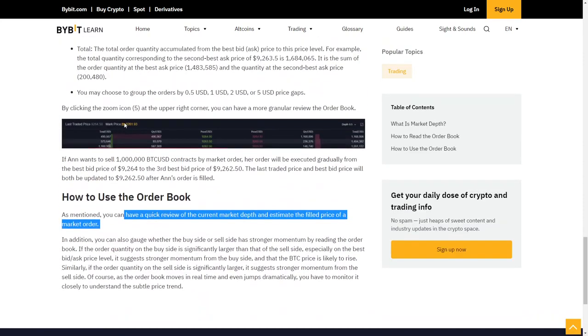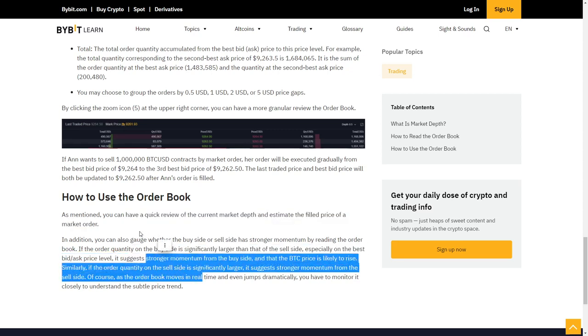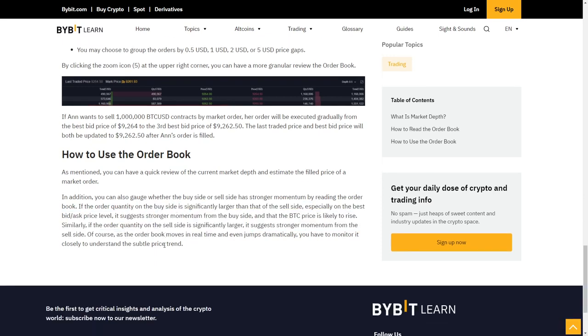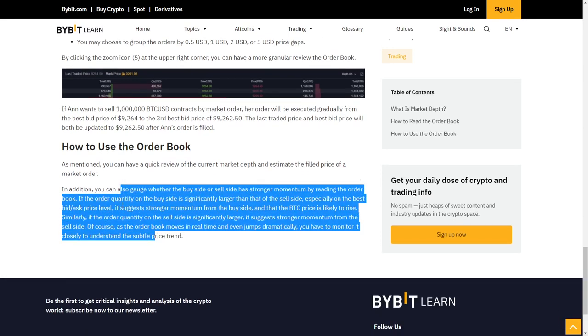Now, if Anne wants to sell 1 million Bitcoin USD contracts by market order, her order will be executed gradually from the best bid price. So it's going to sell at the best possible price. And as mentioned, you have a quick review of current market depth and can estimate the filled price of a market order. In addition, you can also gauge whether the buy side or sell side has strong momentum by reading the order book. If the order quantity on the buy side is significantly larger than the sell side, especially at the best bid and ask price level, it suggests strong momentum from the buy side and Bitcoin is likely to rise. So a lot of people follow it that way.